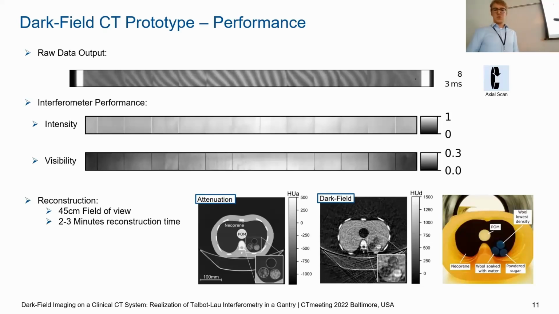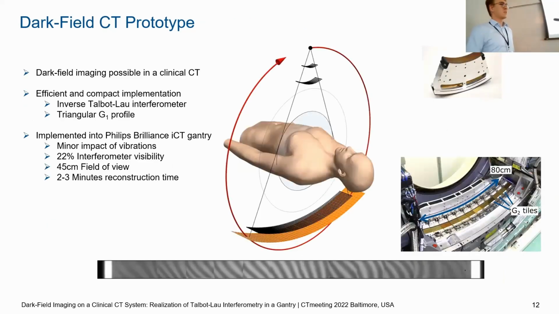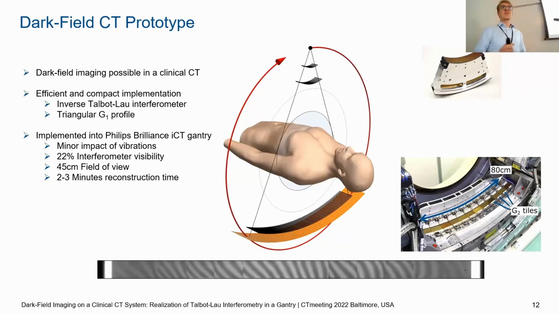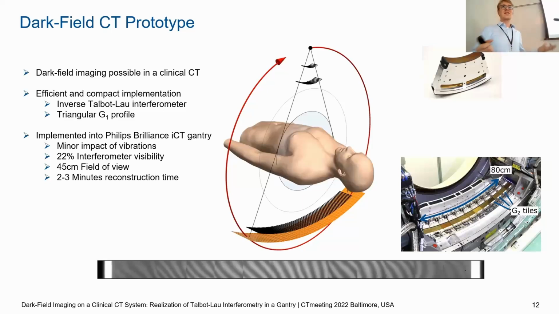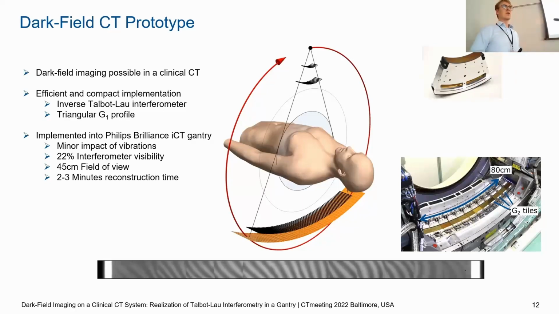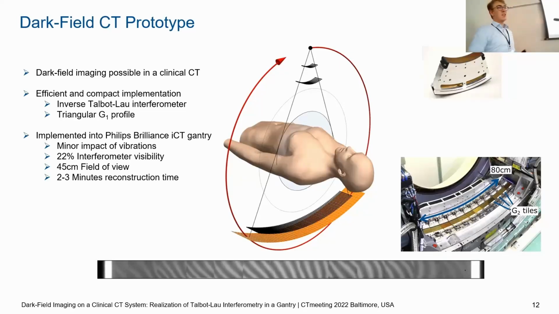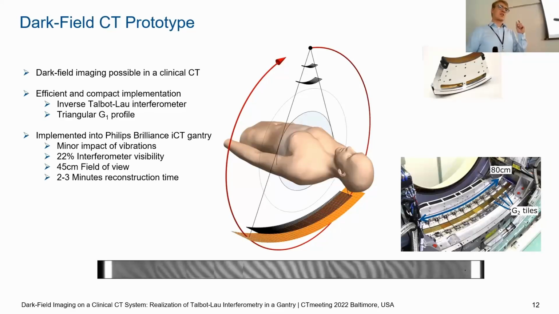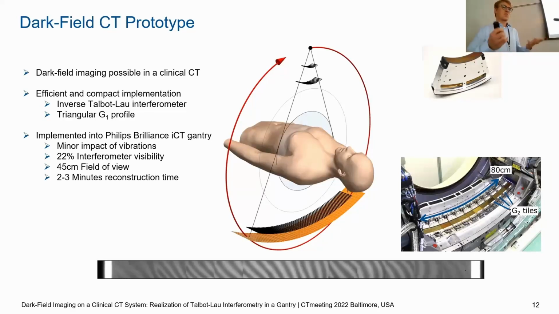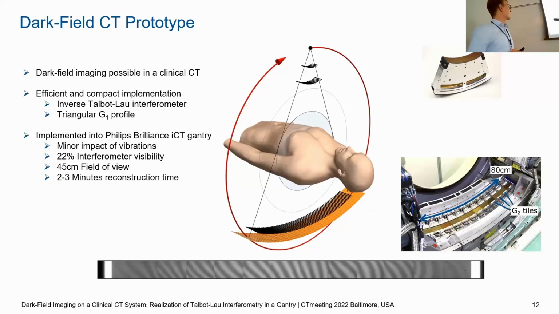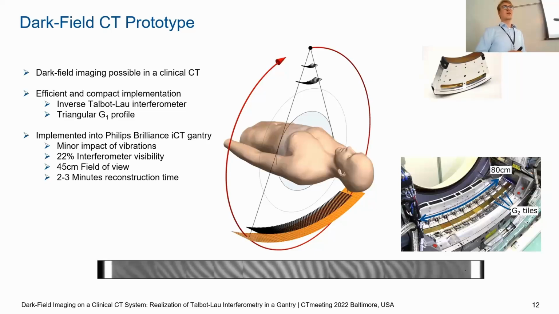For now, that's pretty much it from my side. I want to summarize somehow. We have now reached dark field imaging at clinical scale by realizing this in a clinical gantry. We found an efficient and very compact implementation of such an interferometer, and found that there are two key aspects which may make this possible: the inverse Talbot-Lau interferometer geometry and this triangular grating structure.